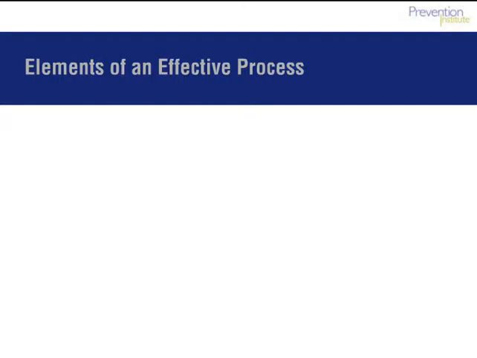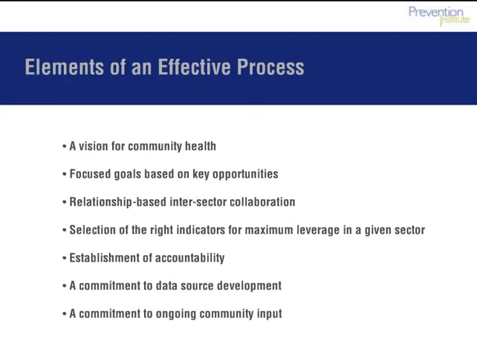But keep in mind, a tool cannot be effective without an effective process. As listed here, an effective process builds a shared vision for community health, engages the community, and brings the right players to the table. The process of developing community indicators and indicator reports helps identify key opportunities and community goals. The process can build trust, relationships, and ensure accountability among partners.